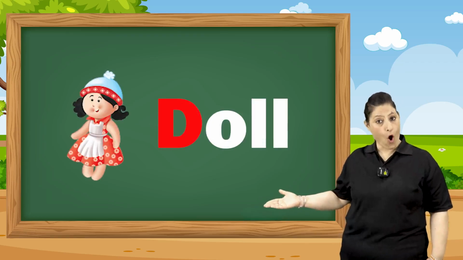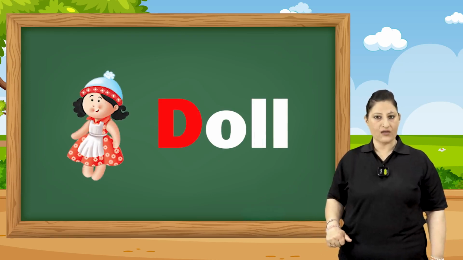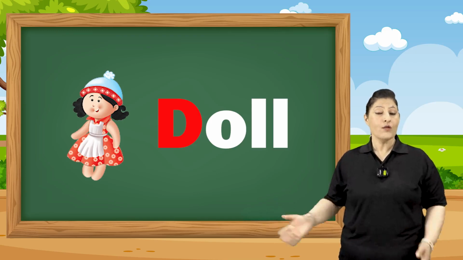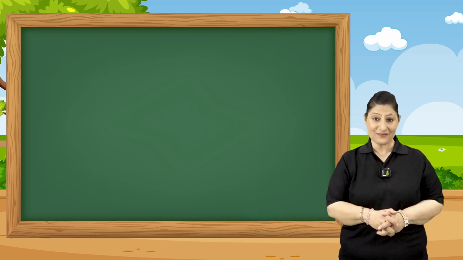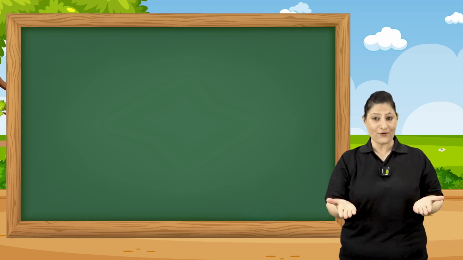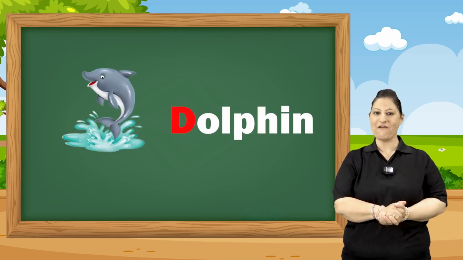D. Doll. D says D as in doll. And you know the last picture is of which animal? Yes, tell me fast. Do you know about it? It is a dolphin.